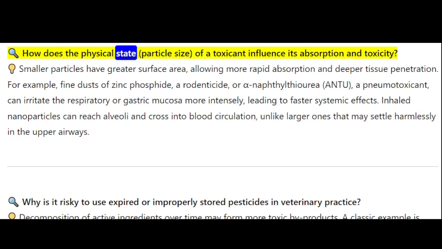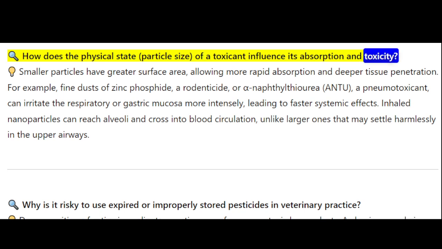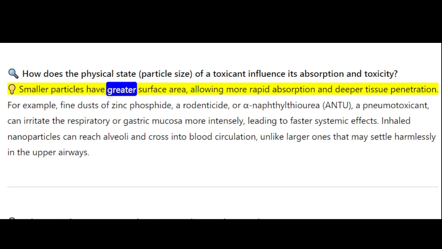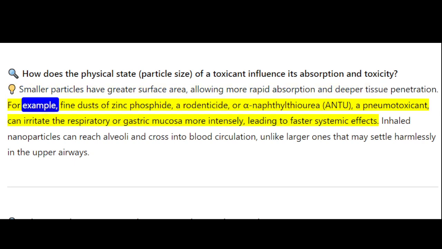How does the physical state, particle size, of a toxicant influence its absorption and toxicity? Smaller particles have greater surface area, allowing more rapid absorption and deeper tissue penetration. For example, fine dusts of zinc phosphide, a rodenticide, or alpha-naphthylthiourea (ANTU), a hematotoxicant, can irritate the respiratory or gastric mucosa more intensely, leading to faster systemic effects.